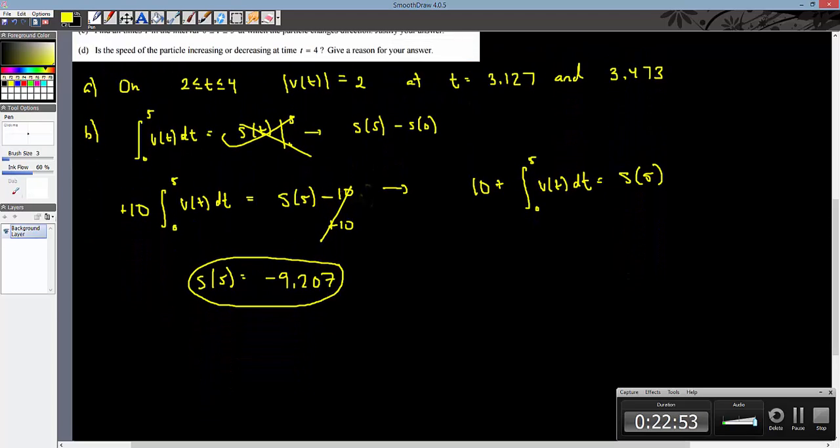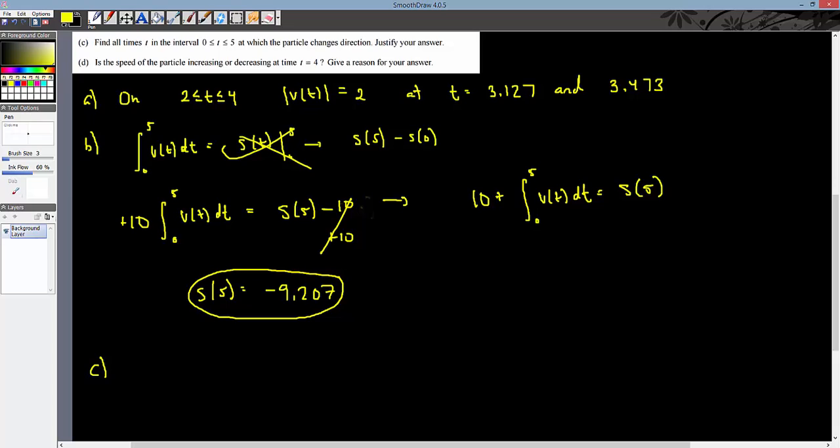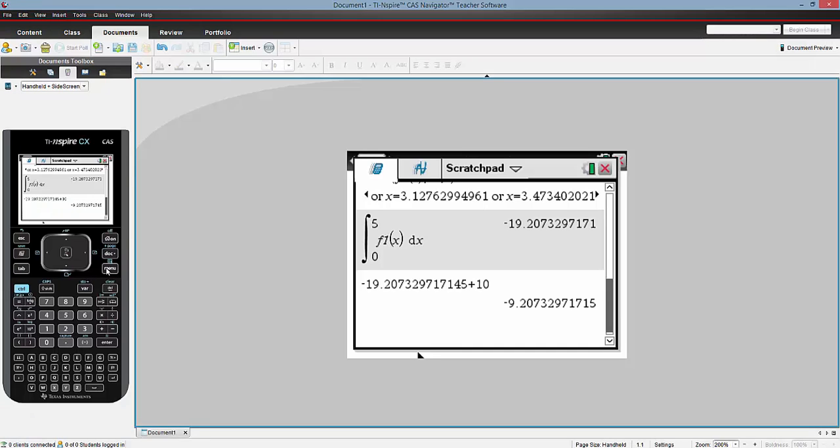Part C asks you, find all times t at which the particle is changing direction. Justify your answer. Okay, so we know that a particle is changing direction when the signs change. My recommendation is that you would go back to the graph, because setting it equal to 0 would be great, but just because something is equal to 0 doesn't mean it's going to change direction there. You could be dealing with a double root. You could be dealing with something else that might mess up your results.